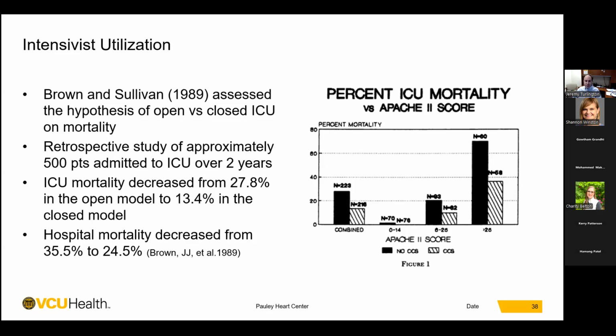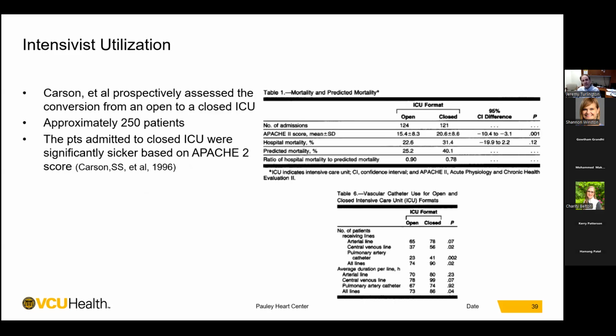What you can see is that patients who are sickest with the highest Apache score are the most likely to have a higher mortality. But when they went from an open to a closed unit, mortality dropped in half in the ICU. Importantly, hospital mortality dropped too. So there may be something to be said for setting these patients up for success when they get out of the ICU. They don't have complications later, which is dropping hospital mortality.